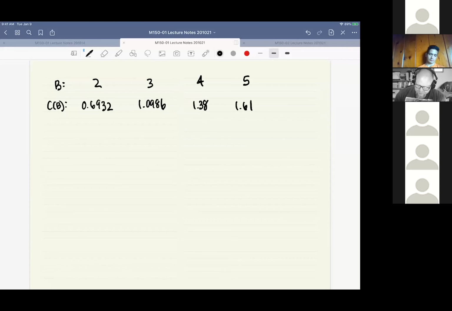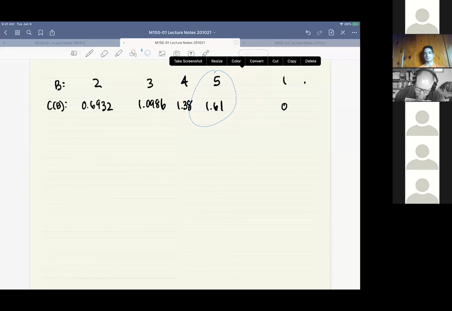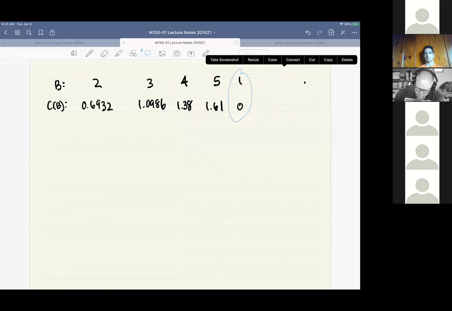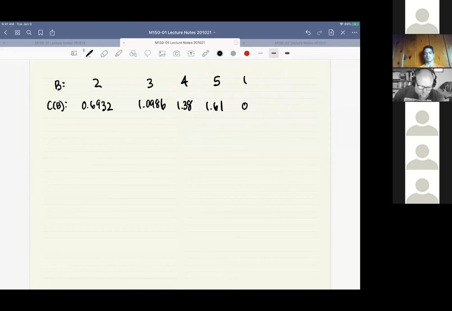And now let me just make b a little bit smaller. If I do a 1, I get a limit of 0. If I do 0.5, so let me move some of this around, if I put in 0.5, I get a limit of negative 0.69. And then if I try 0.1, I get a limit of negative 2.3.